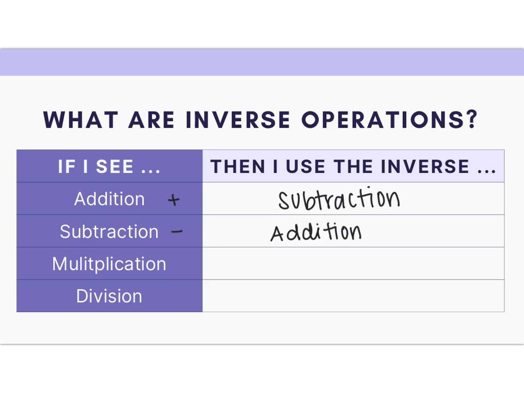For multiplication, most commonly you will see something that looks like this, a number with some kind of variable next to it. So even though you can't really see it, in between these two numbers is multiplication. So for multiplication, the inverse operation is going to be division. And then lastly, for division, if something is being divided, we are going to multiply for its inverse.